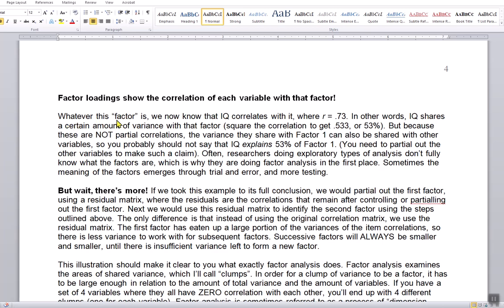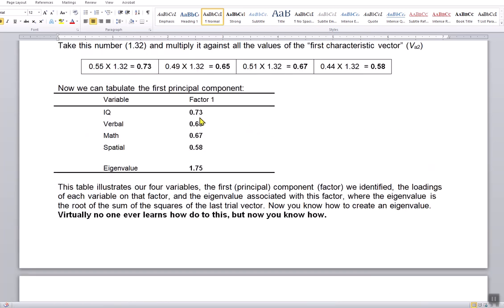Now, one way to think about these numbers, for instance with the IQ, where we have what's called a factor loading, 0.73, is that IQ correlates with factor 1 with a correlation of 0.73. Verbal correlates with factor 1 with a correlation of 0.65. Math with a correlation of 0.67, etc. But these are not partial correlations. So you cannot say that IQ accounts for a certain amount of the variance of factor 1. If you take the correlation and square it, you have the amount of variance associated with something, or the amount of overlap that they have. So 0.73 squared, for example, is 0.53 or 53%. You cannot say that IQ accounts for 53% of factor 1 because these are not partial correlations. You'd have to have a partial correlation in which the other correlations are factored out or controlled for.